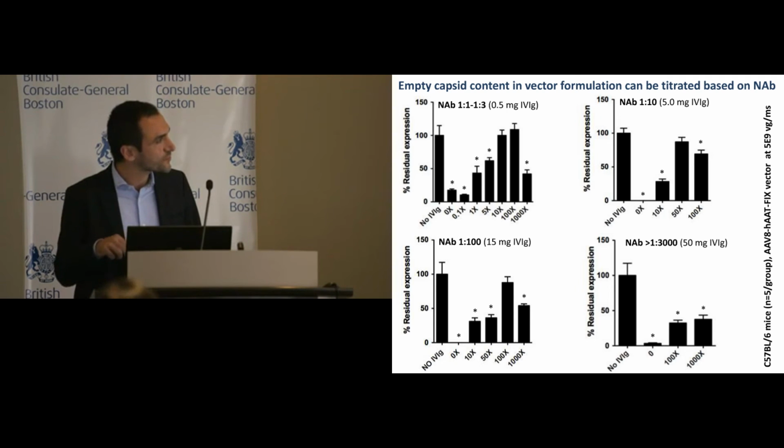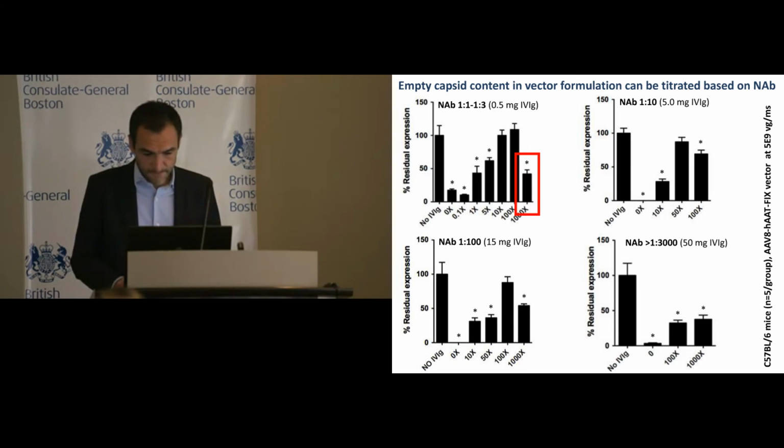And so we went on and showed different antibody levels. You see 1 to 3, 1 to 10, high titers and very high titers, that we were able to overcome the limitation of antibodies to AAV by simply mixing the vector with a dummy vector, a decoy vector, which would really absorb all the antibodies and allow for transduction of liver. The only problem is that if we add too many decoys, 1000x the dose here, we can actually inhibit transduction.